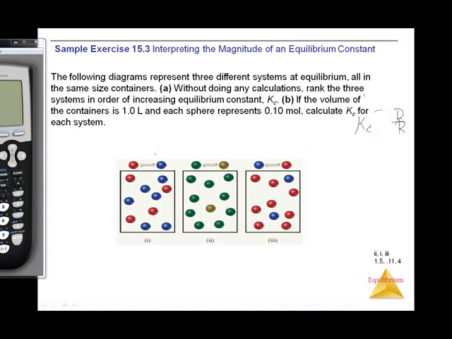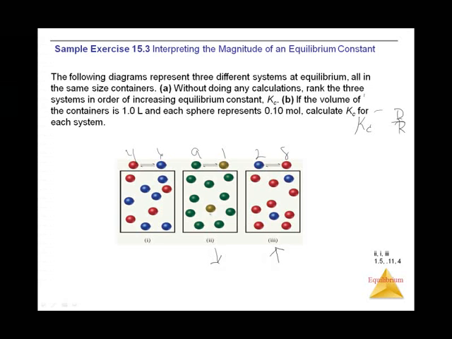So here I've got, let's say, this is my reactant. I've got 4 of those and 6 products. Here I've got 9 of those and 1 of those, and here 2 of those and 8 of those. So which one is more heavily product favored? Well, it's going to be this one. And the least heavily favored is going to be this one, right? It's almost all reactant, and this is somewhere in between. So my equilibrium constant is going to go from this to this to this.